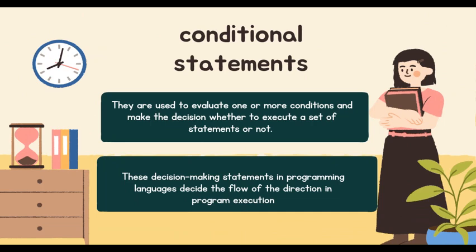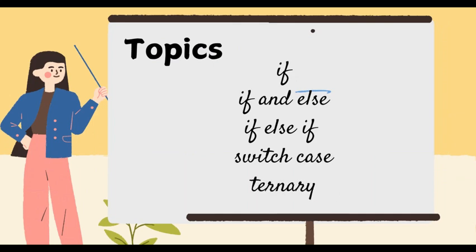Decision making contains conditional statements. They are used to evaluate one or more conditions and make the decision whether to execute a set of statements or not. These decision making statements in the programming language decide the flow of direction in the program execution. And the topics that come under the conditional statements are if else, if else if, switch case, ternary.